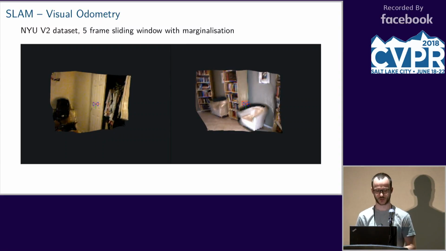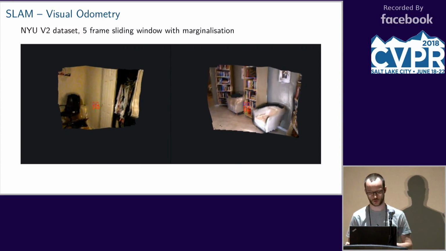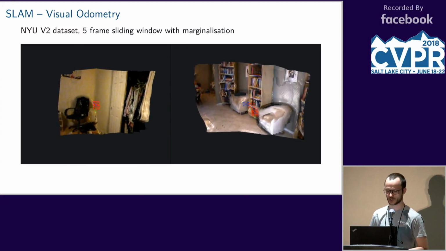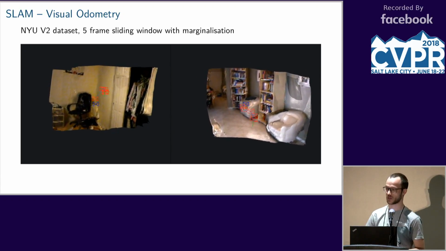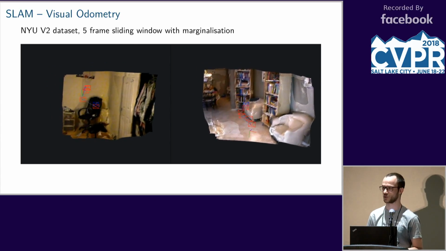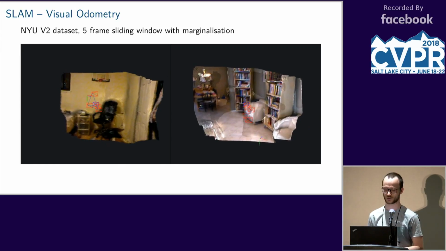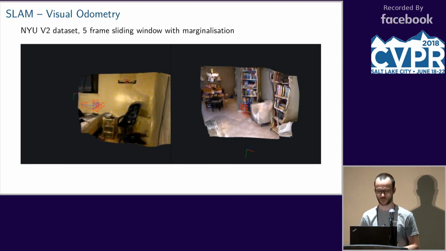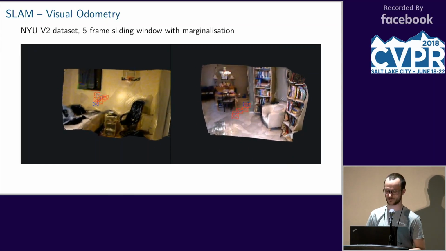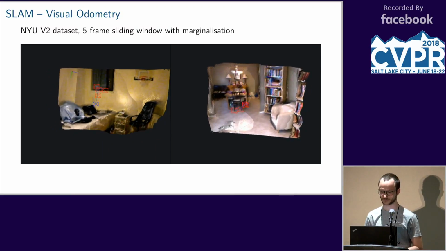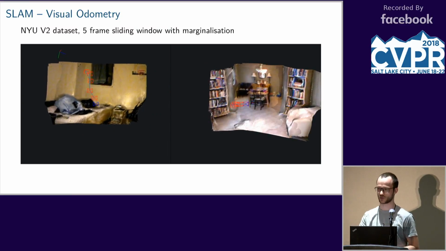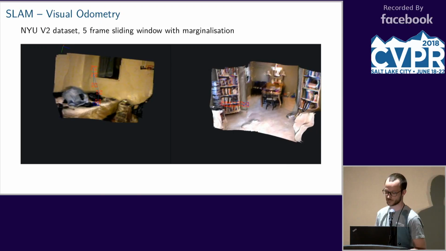And then finally, we also turn this into a SLAM system, or visual odometry system. So here we have 5 keyframes in a sliding window mode, where we marginalize out all keyframes. And we've tested this on the NYU data set. And the colors here are just for visualization, so it's actually only using grayscale in the background.